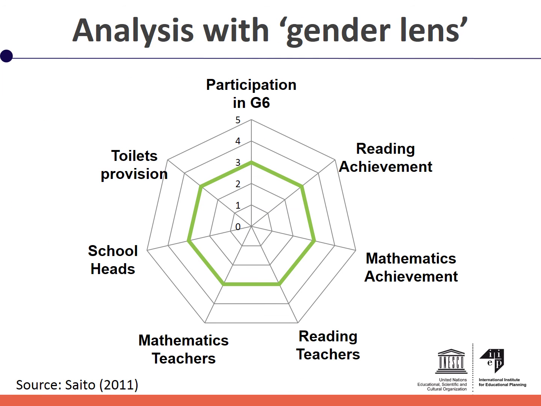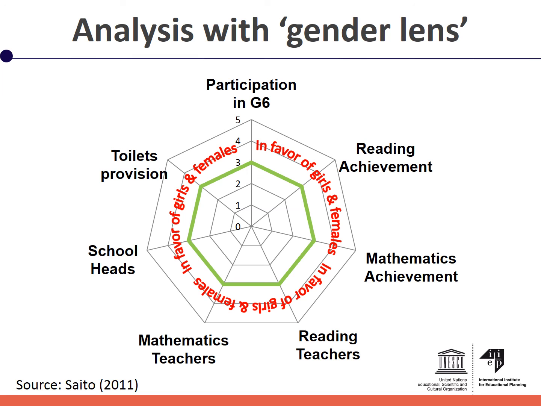In this example, 7 indices of a scale 1 to 5, combining the participation, achievement, staffing, and school environment have been selected to be plotted on a spider web. The green line at the value of 3 indicates the gender equality, and the values of 1 and 5 are the larger gender disparities in two opposite directions. If an indicator shows a disparity in favor of girls and females, it would appear outside the equality line. If an indicator shows a disparity in favor of boys and males, it would appear inside the equality line.